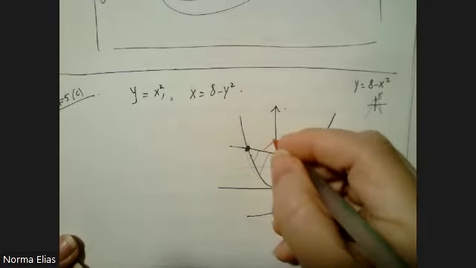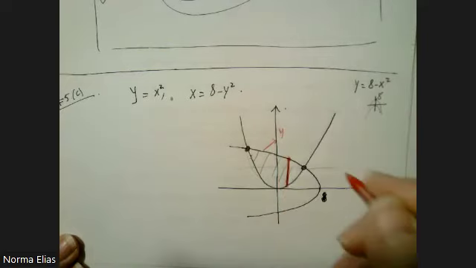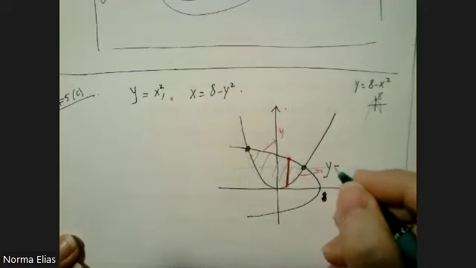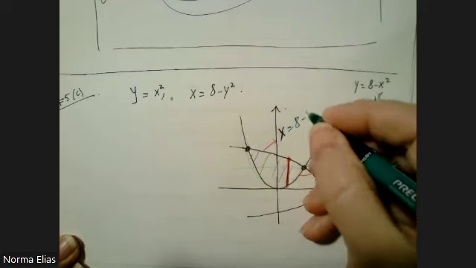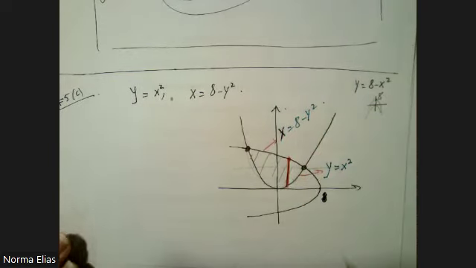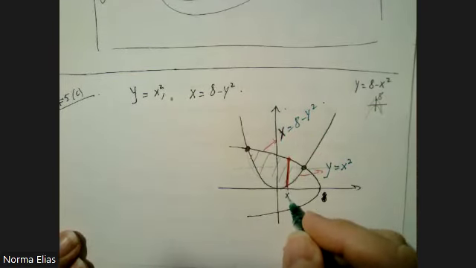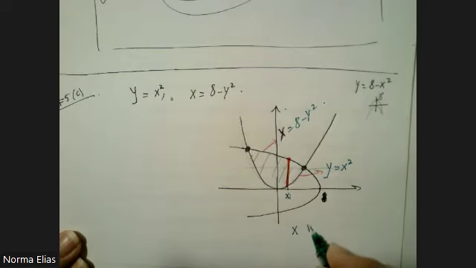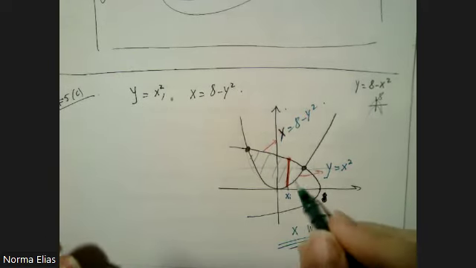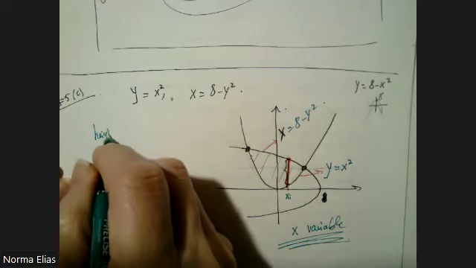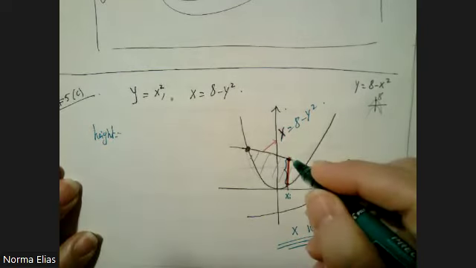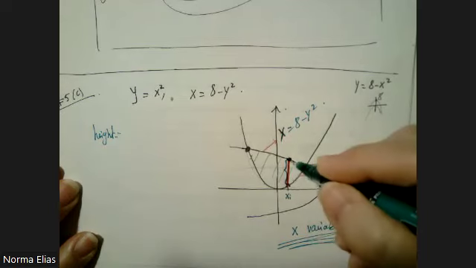And then in this case, this is y equal x squared. And this is x equal 8 minus y squared. If I'm taking vertical slices, it means x is my variable. X is the variable. So I need the height. What is the height? The upper value minus the lower value. Now, what's the upper value?